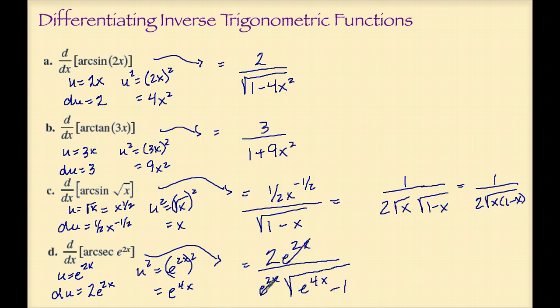Well, these two e to the 2x's cancel, giving you a simplified derivative of 2 over the square root of e to the 4x minus 1.